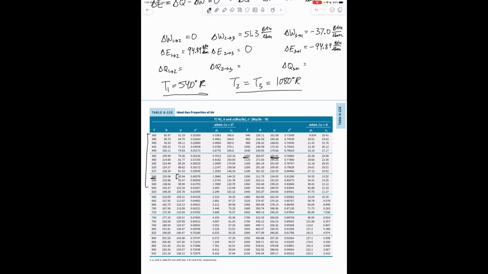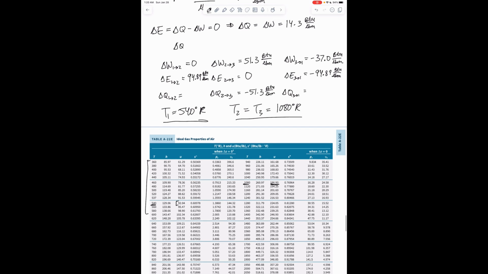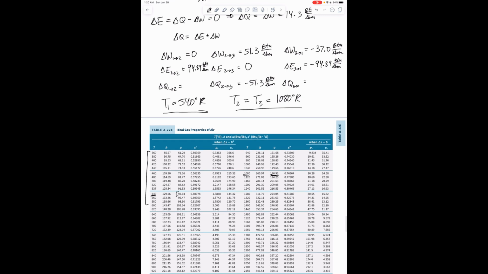What would not be the same is the heat transfer in the system. And that would be, using the first law, I should mention, we can easily get what the change in Q is.